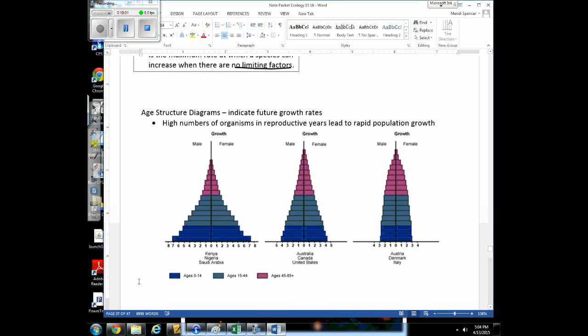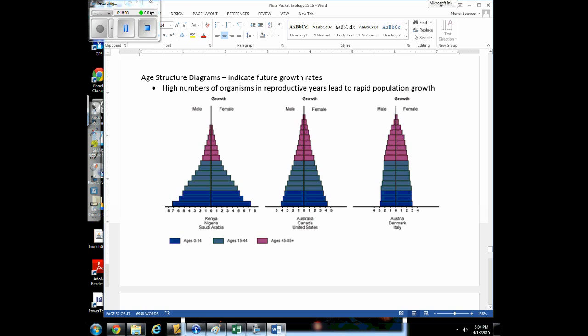Since we're talking about population growth, we're going to take a look at age structure diagrams. These show the distribution of individuals of different ages in different countries, and whether those countries are going to experience rapid growth, slow growth, no growth, or even a decline. When you have a really high number at those different ages where reproduction can occur, a country is going to show rapid growth.